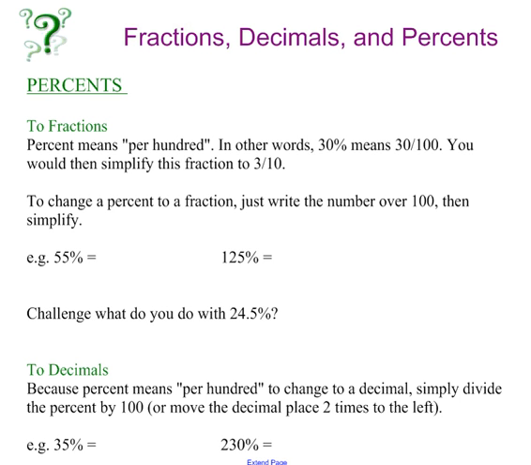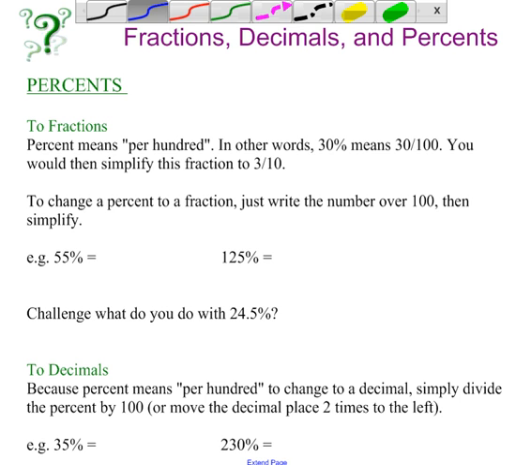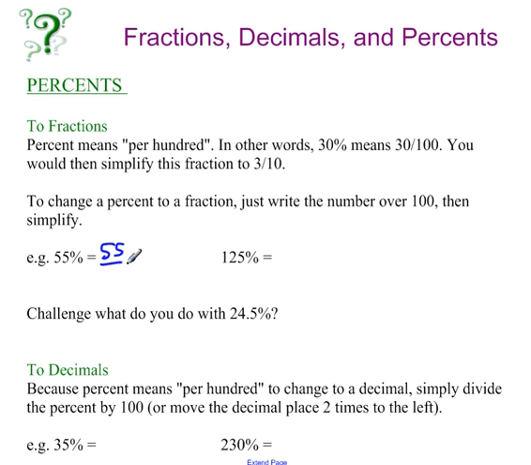So basically 30% means 30 out of 100, which then you could simplify into a fraction and get 3 over 10. So essentially when you're given a percent, to make it into a fraction, just put it over 100. So in this case, 55% will be 55 over 100, and then you just simplify. 5 goes into 55 11 times, 5 goes into 100 20 times, and that will be your final answer.